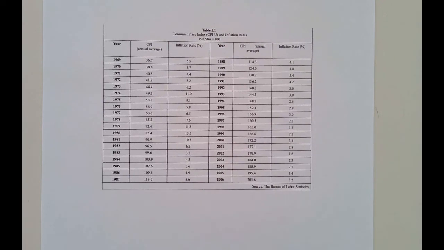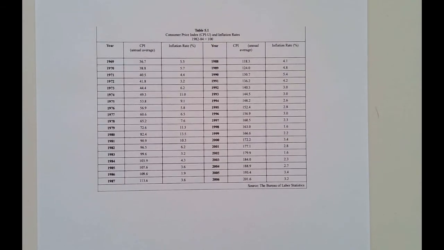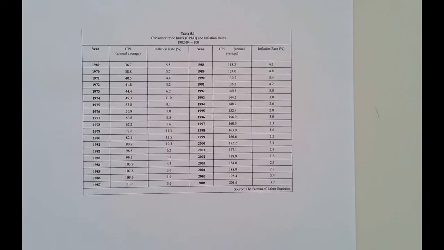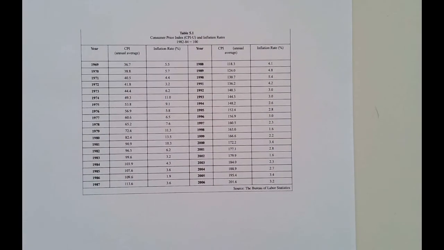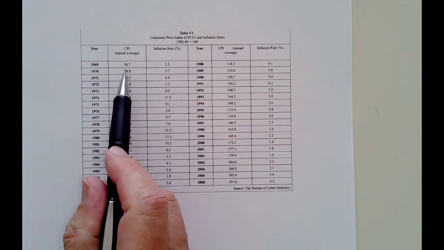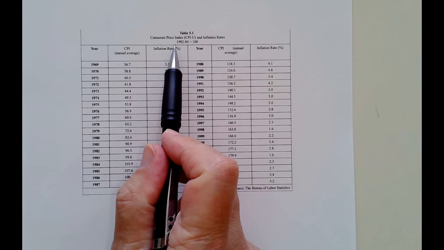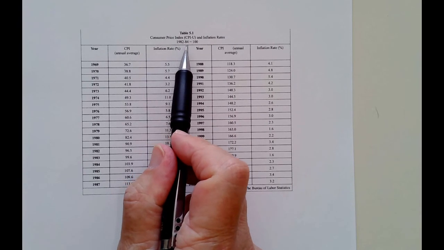Here we have part 2 lecture for inflation, and we're talking about the CPI and how we calculate that. And these are the actual numbers that I got from the Bureau of Labor Statistics. Going back to 69, this is the index here, 36.7. And this again is based on the base year being the average of 82, 83, 84.